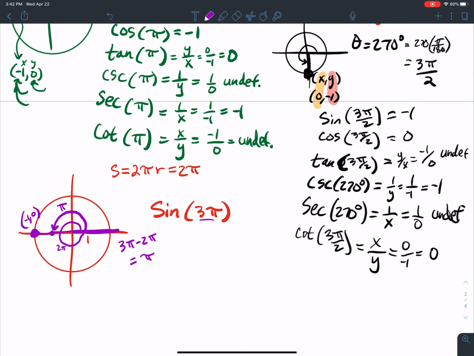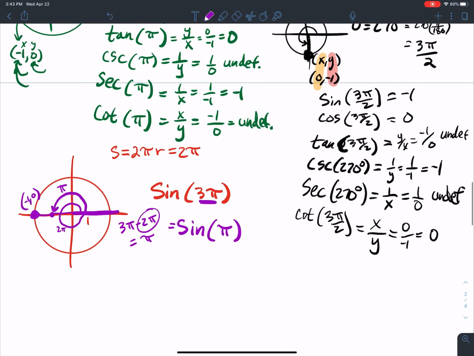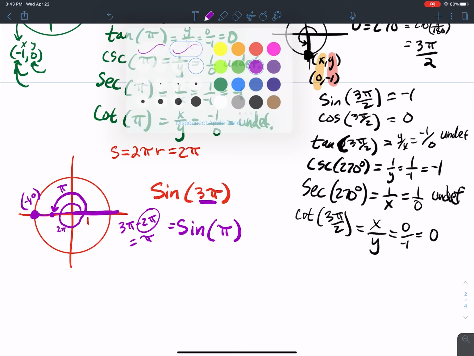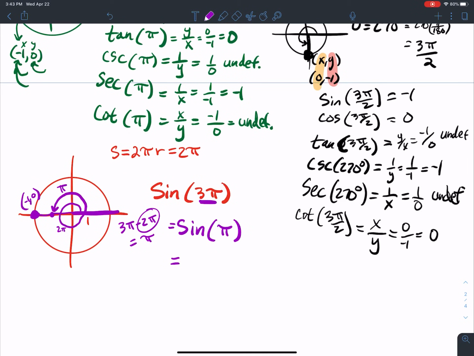To find this value, all we need to do is take out one of those cycles, okay? So just subtract 2 pi from this. So sine, now if I subtract 2 pi, this becomes the same thing as sine of pi. And you can repeat this game however many times you need to. So this is equal to what? The sine is the y value, so that's equal to 0. That's the y value for that part right there.